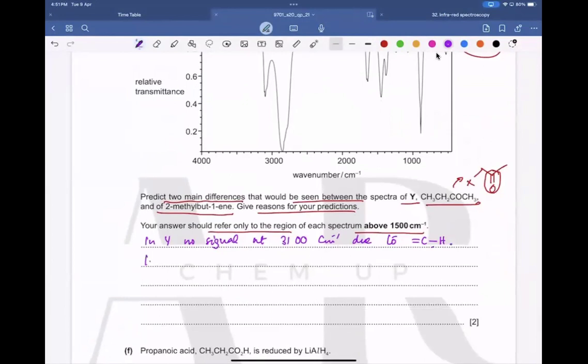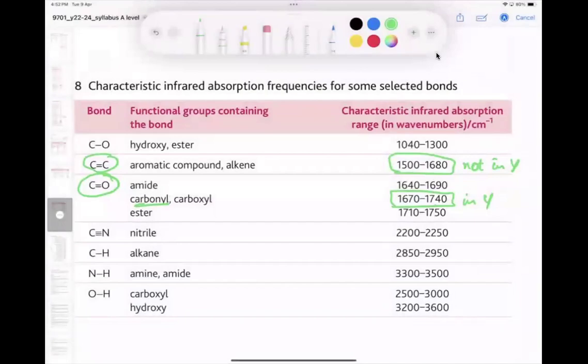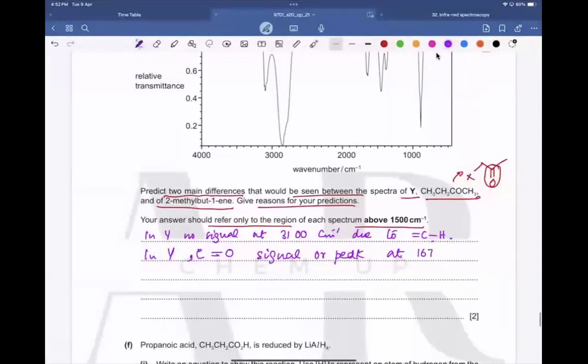Then in Y, a carbon double bond oxygen signal or peak at 1670 to 1740 centimetre inverse.